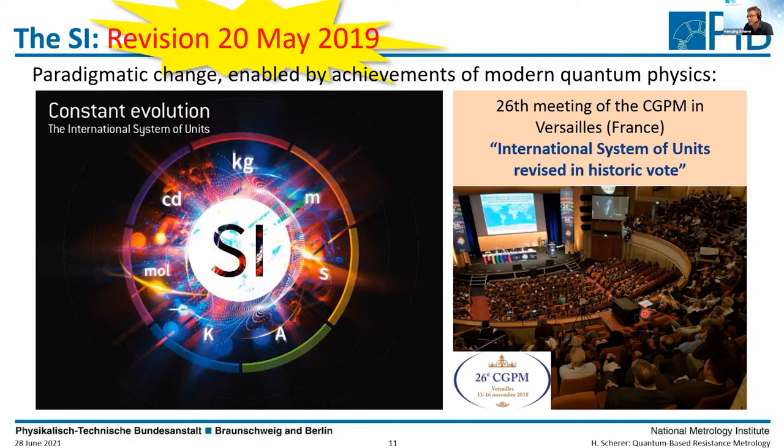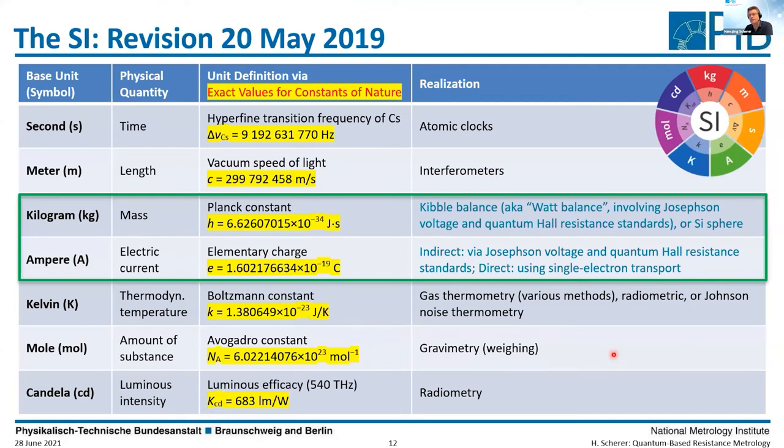And it was said that the international system of units was revised in its historic vote, which was with a single voice, without contradiction. Since then, since 20th of May 2019, when this revision took effect, we still have the concept of base units. So you see the same seven base units here on the left side, but now all these units are defined via exact values for certain constants of nature, which are given in this column by these yellow fields here.